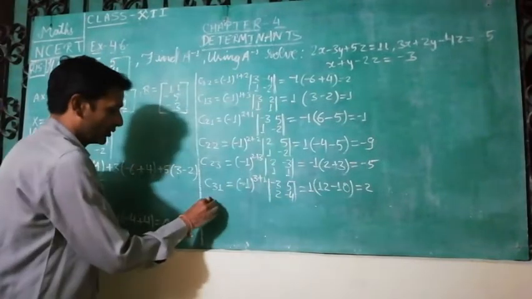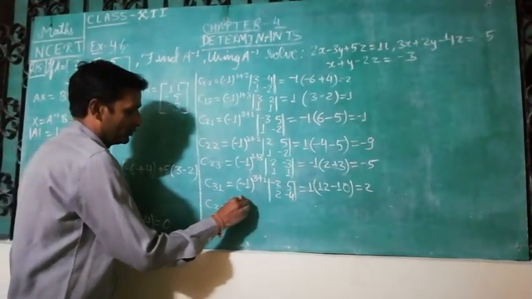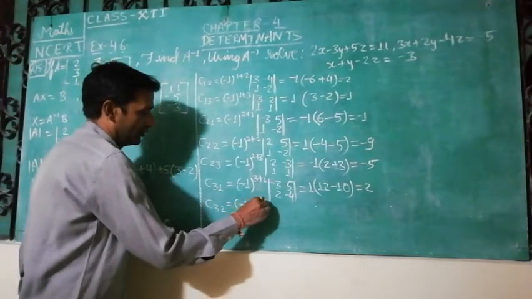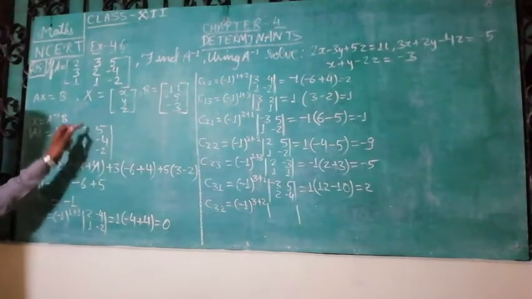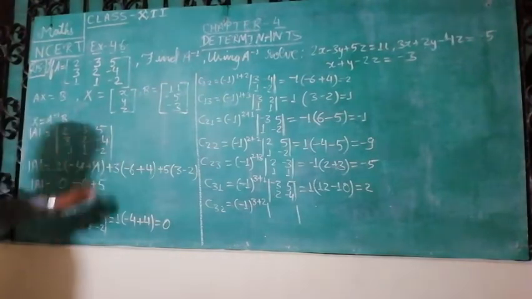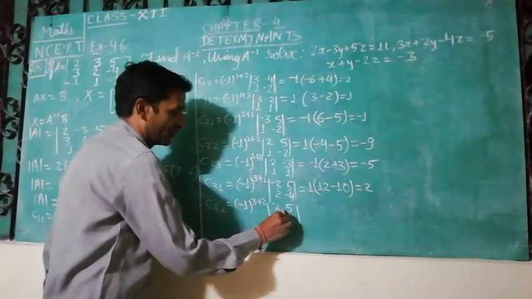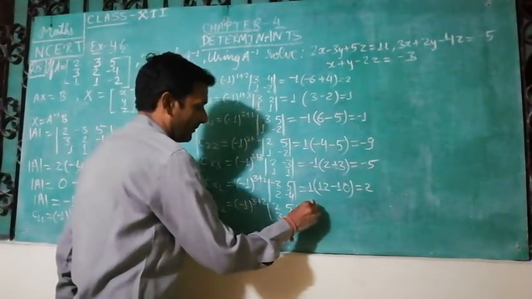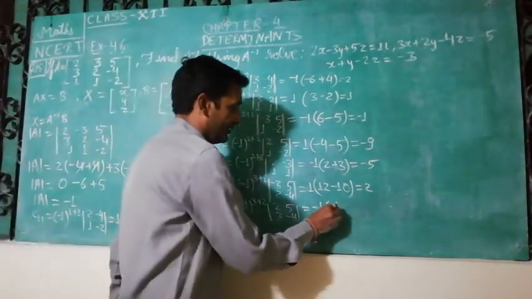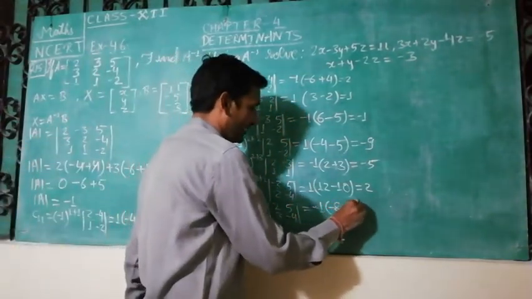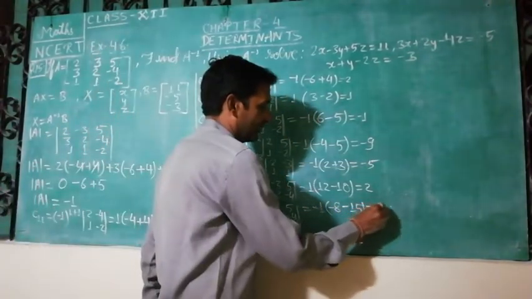Now C32. C32 is equal to minus 1 raised to the power 3 plus 2. Now what we have to solve? 3, 2 means third row, second column. Third row, second column will be eliminated. 2, 5 and 3 minus 4. So it will be equal to minus 1 and in bracket 2 into minus 4 is minus 8. Minus 8, minus 15, minus 23. So minus 23 into minus 1 is plus 23.